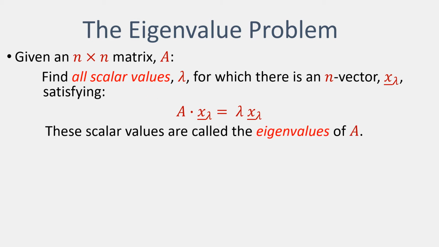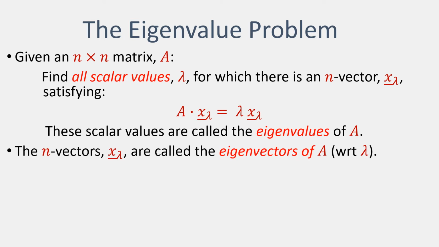Those scalar values, those with the property that we can find a vector with this relationship, these are called the eigenvalues of the matrix. And their associated vectors, these are called the eigenvectors of the matrix with respect to the given scalar.